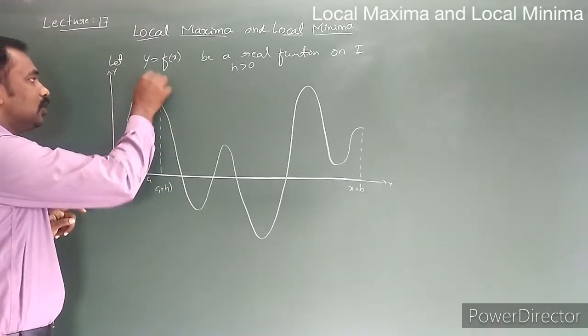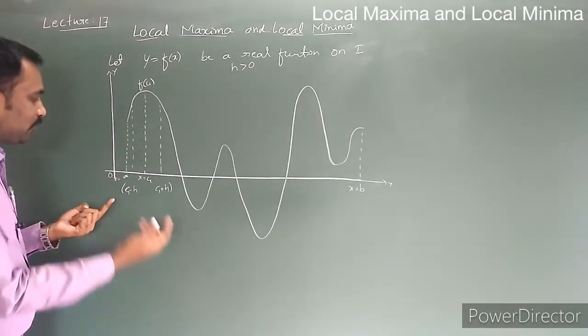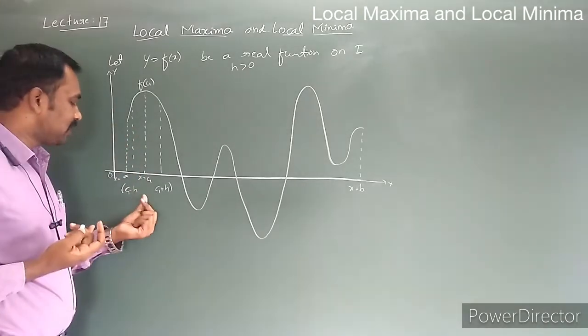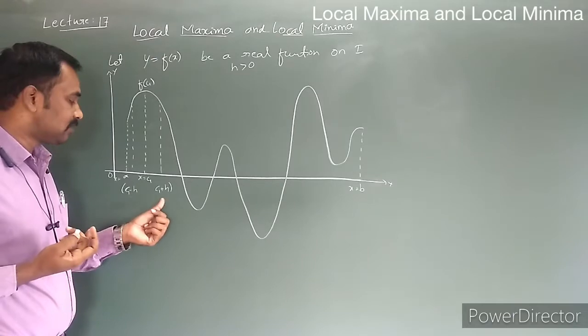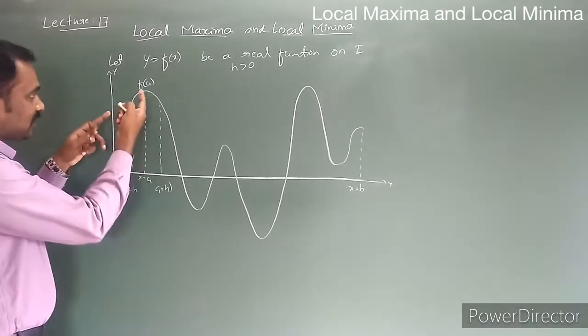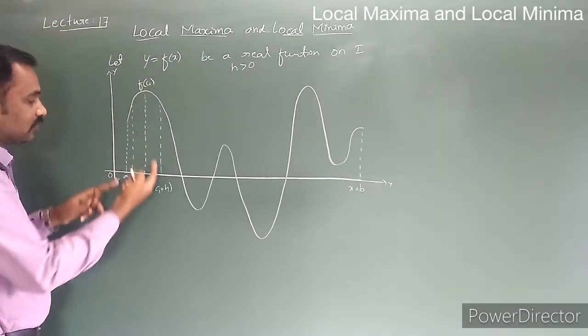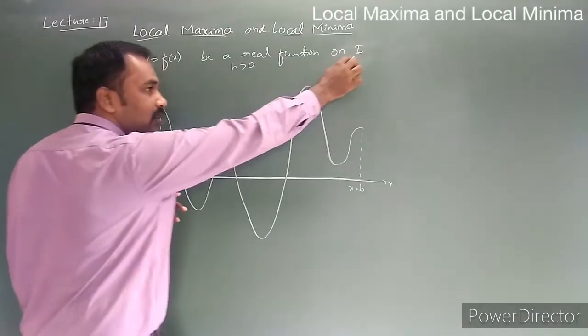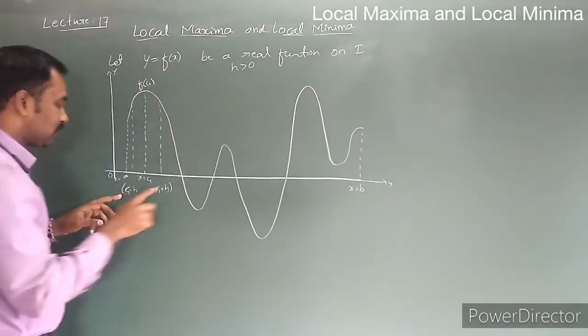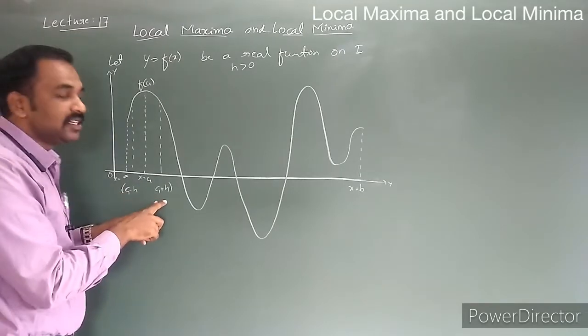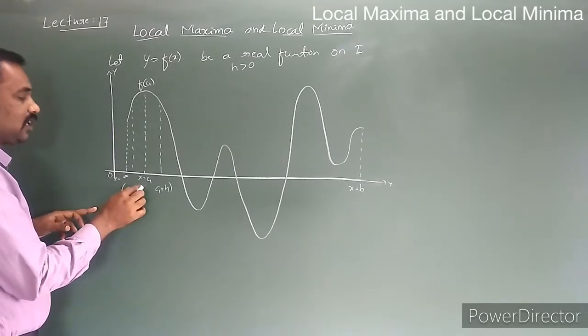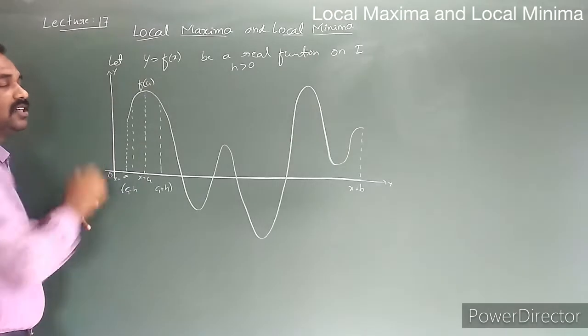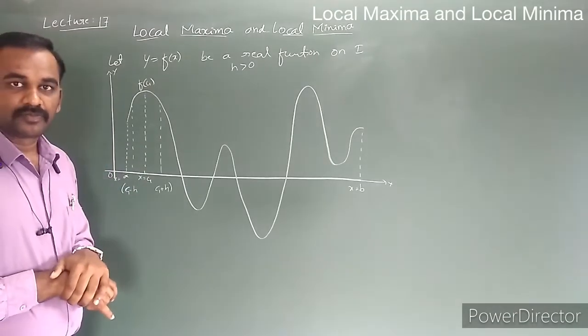C1 is the local maximum value in the interval (C1 minus h, C1 plus h). Here it is looking at the maximum value, so I am just taking another interval, a sub-interval only. In this interval I have taken a sub-interval, that is (C1 minus h, C1 plus h). In this interval, at the point C1, it is a local maximum value.